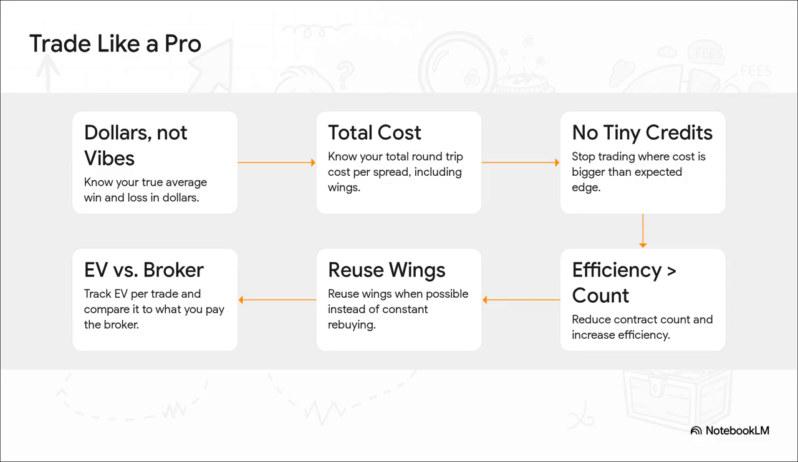1. Know your true win and loss in actual dollars, not just percentages or R multiples. 2. Figure out your total round-trip cost per trade and be brutally honest with yourself about it. 3. Stop taking trades for tiny little credits where your costs are bigger than your potential profit. 4. It's often way more efficient to trade fewer contracts with wider spreads than it is to spray dozens of small ones. 5. Look for ways to reuse your protective wings instead of buying fresh ones for every single trade. And finally, number 6, and this is the big one, constantly track your expected value and put it right up against your real costs. That's the only way you'll know for sure if you have a real edge.